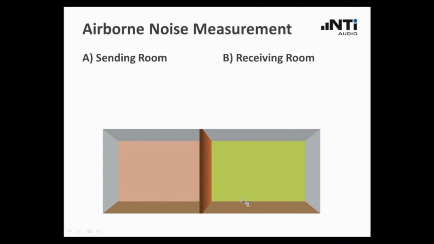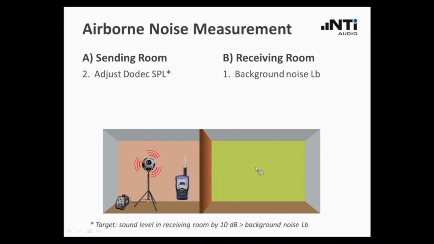Now let us take a closer look at the airborne noise measurement. We have a sending room and we have a receiving room. To start the procedure, we would measure the background noise in the receiving room. It is quite apparent that this value plays a major role because when we measure the incoming sound from the neighbor room in a later stage, we have to differentiate that from the existing background noise. And for that purpose, we have to measure this value first.